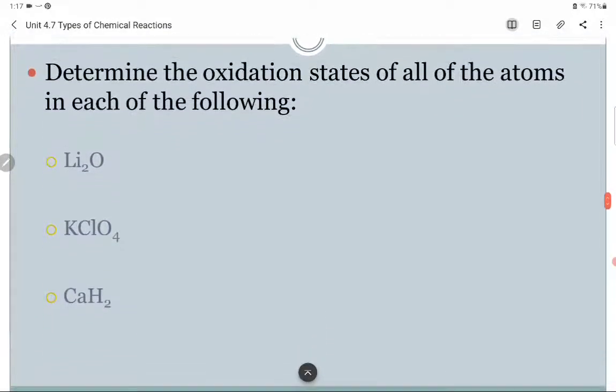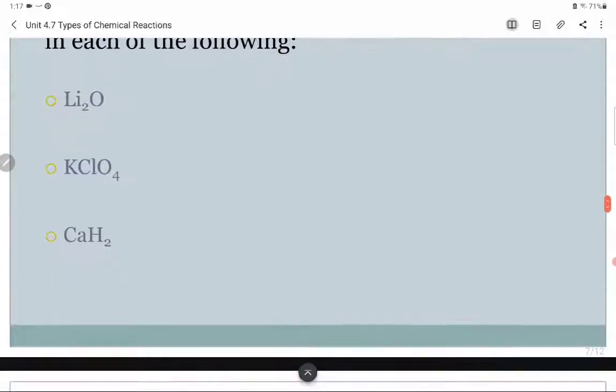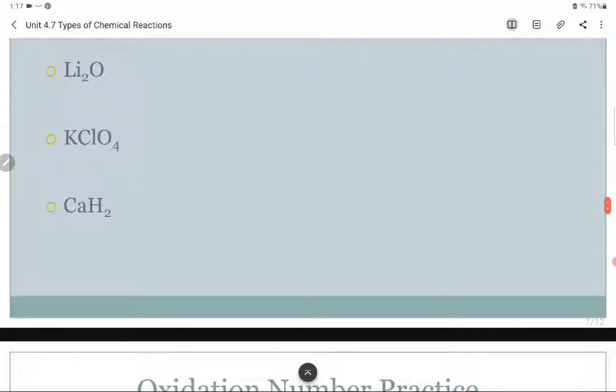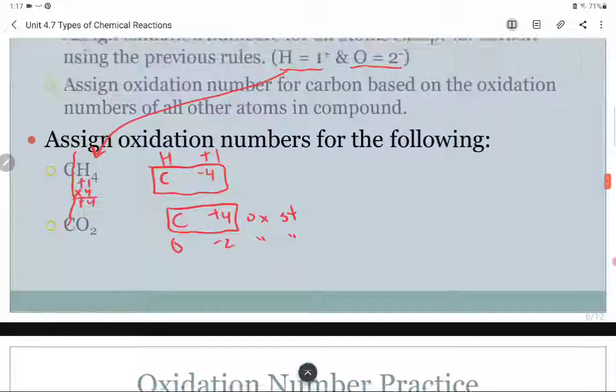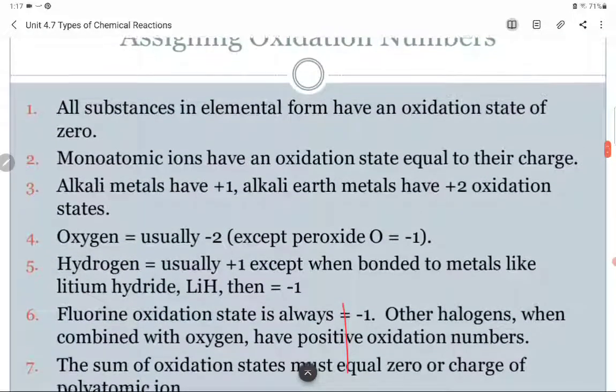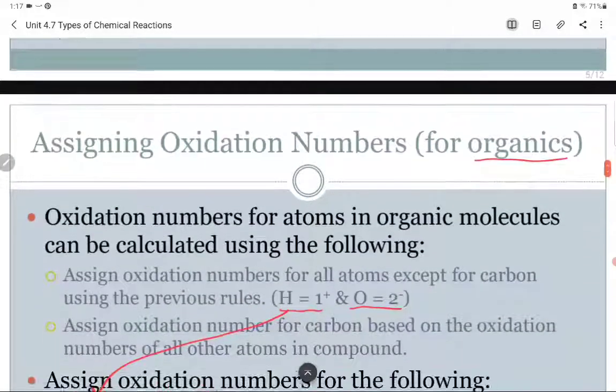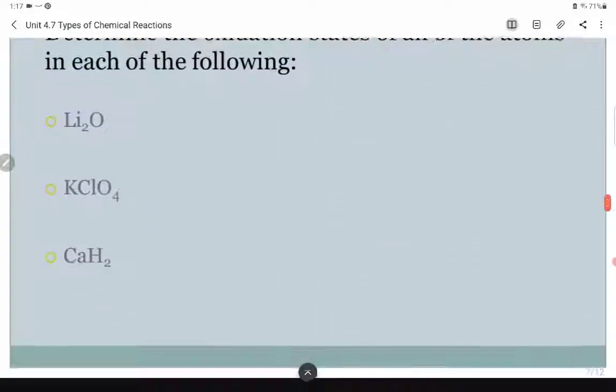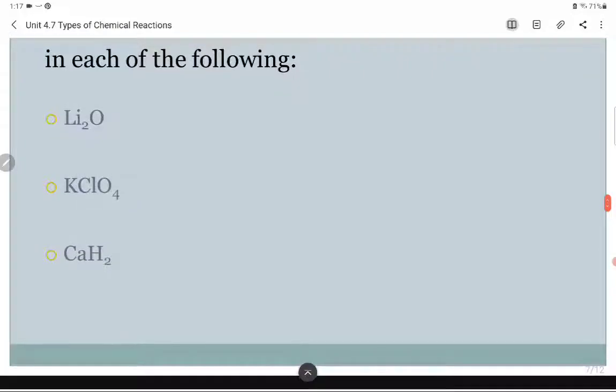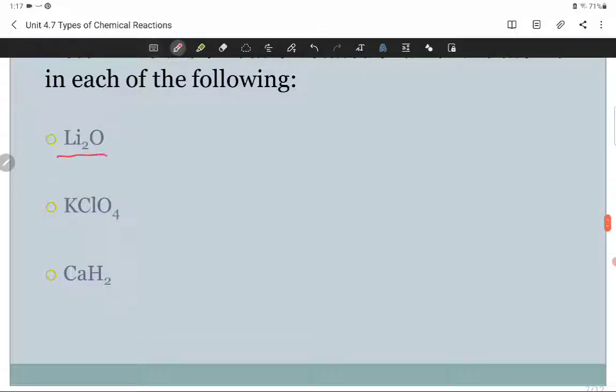Okay, so let's give some of these a shot here. So you're going to go through your rules, 1, 2, 3, 4, 5, 6, 7, whatever, and see what applies. I'm going to go back and forth. I'll do one of these completely for you in terms of going through all the rules. So rule number 1, all substances in elemental form. Do we have any elementals? No. And by the way, I'm doing the first one here, lithium hydroxide.